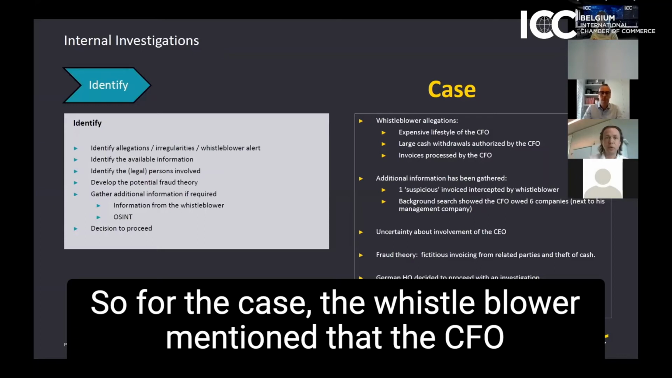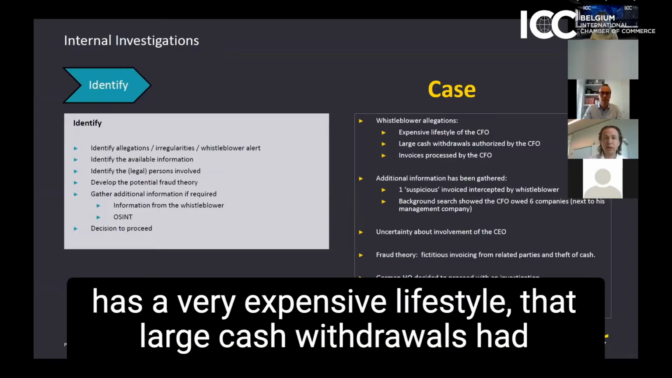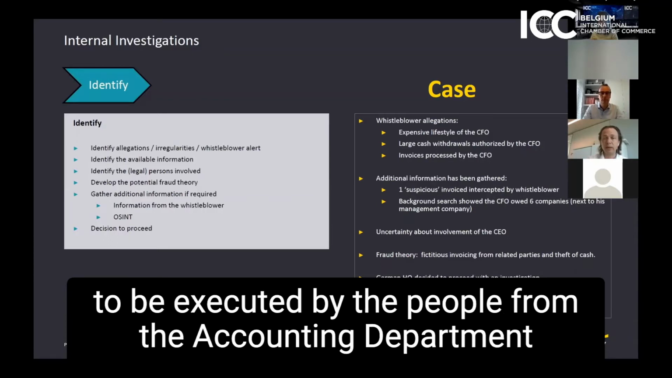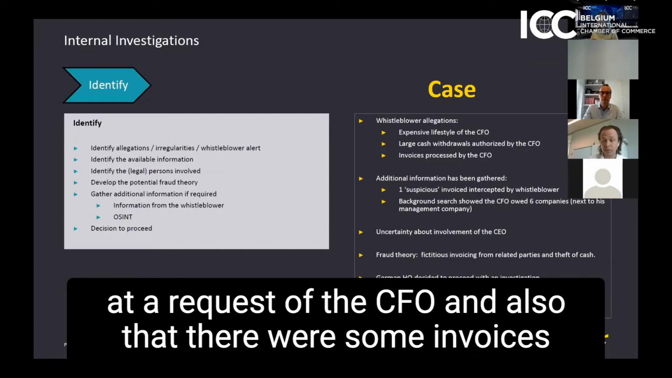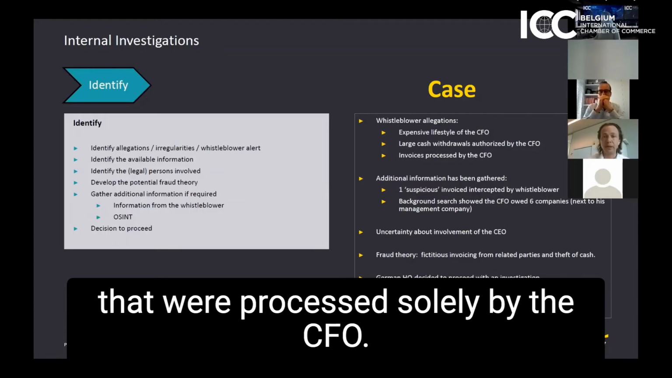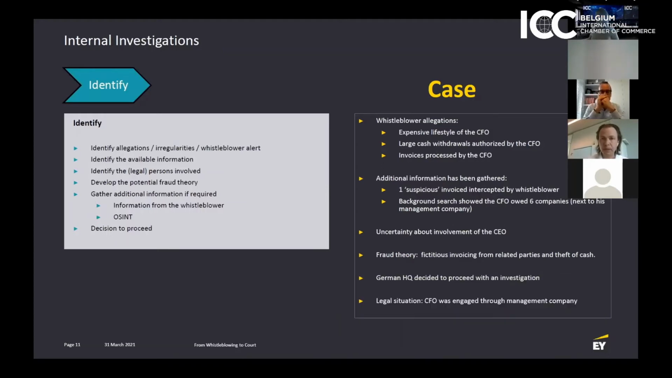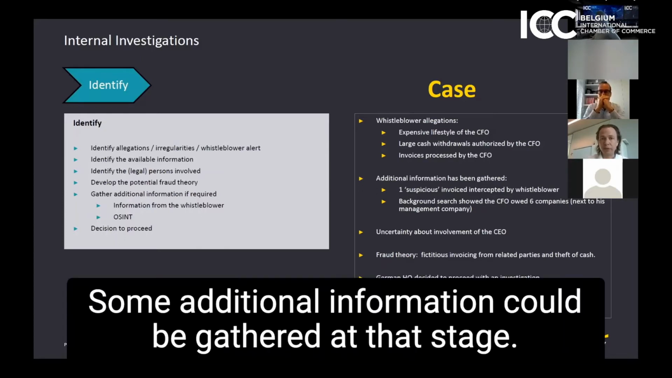So for the case, the whistleblower mentioned that the CFO had a very expensive lifestyle, that large cash withdrawals had to be executed by the people from the accounting department at the request of the CFO, and also that there were some invoices that were processed solely by the CFO. Some additional information could be gathered at that stage.